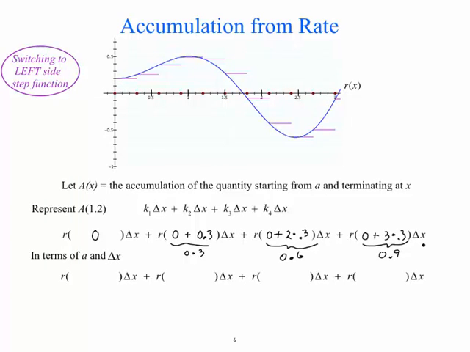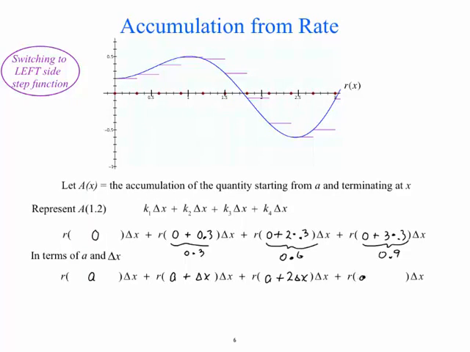To write the exact same expression, but instead of using the particular values here, what would it be in terms of a and delta x? R of what? Remember, a is our starting value, delta x is the width of our interval. So R of what? 0 plus 1. No, we're going to do everything in terms of a and delta x now. A. Okay? What's this one? A plus 1 delta x, right? What's this one? A plus 2 delta x.